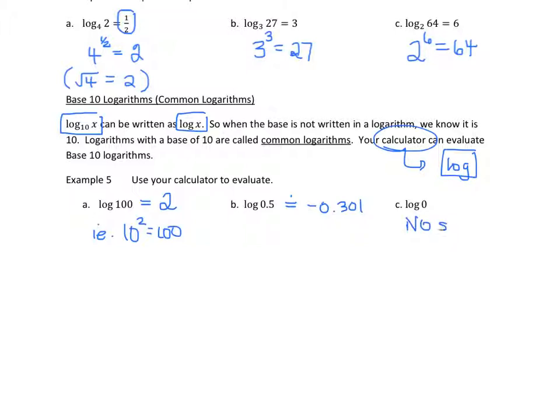Okay, so there's no solution to this equation because if you think about what this means, this would mean what exponent do I put on 10 to get 0 as an answer? And of course we can't do that. There's no exponent you can put on 10 to give you 0 as an answer. And that concludes this lesson.